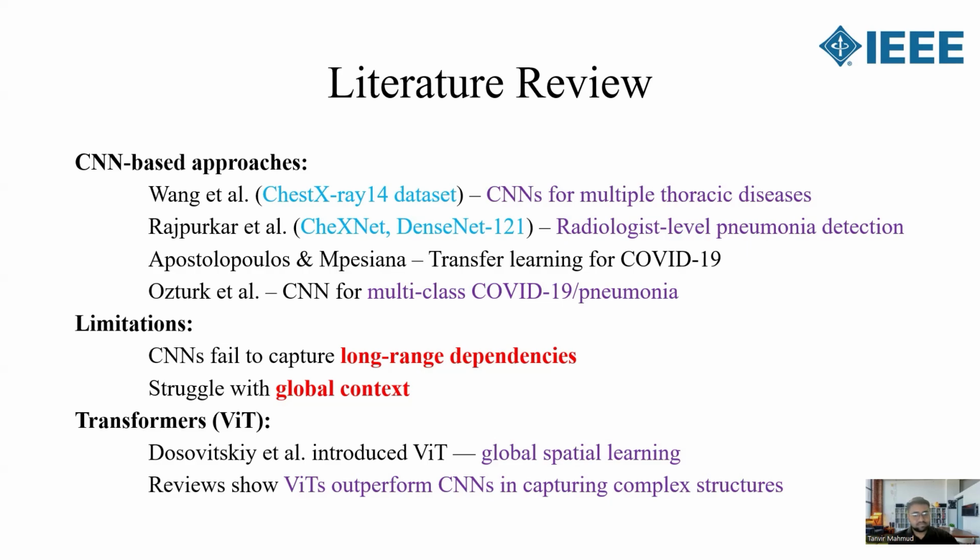Despite their success, CNNs have two key limitations. They fail to capture long-range spatial dependencies and lack global contextual understanding. Recently, the vision transformer introduced by Dosovitskiy et al. has shown strong potential in capturing global image features, outperforming traditional CNNs in many cases.